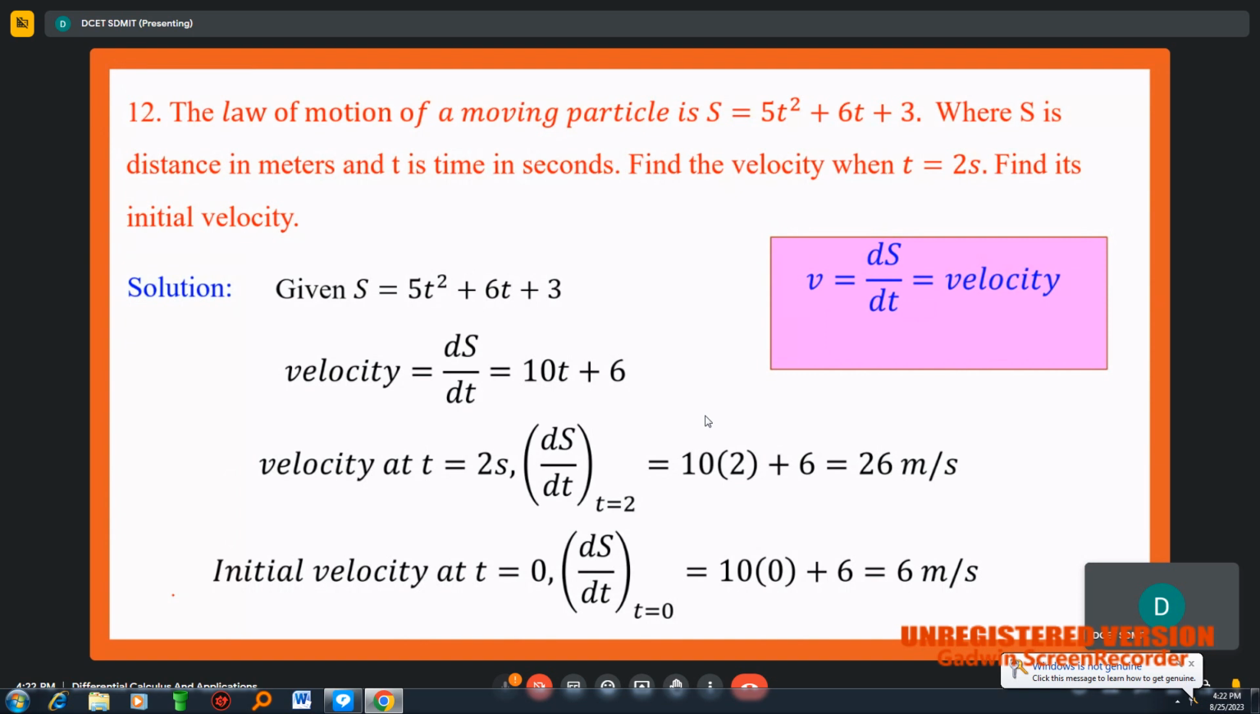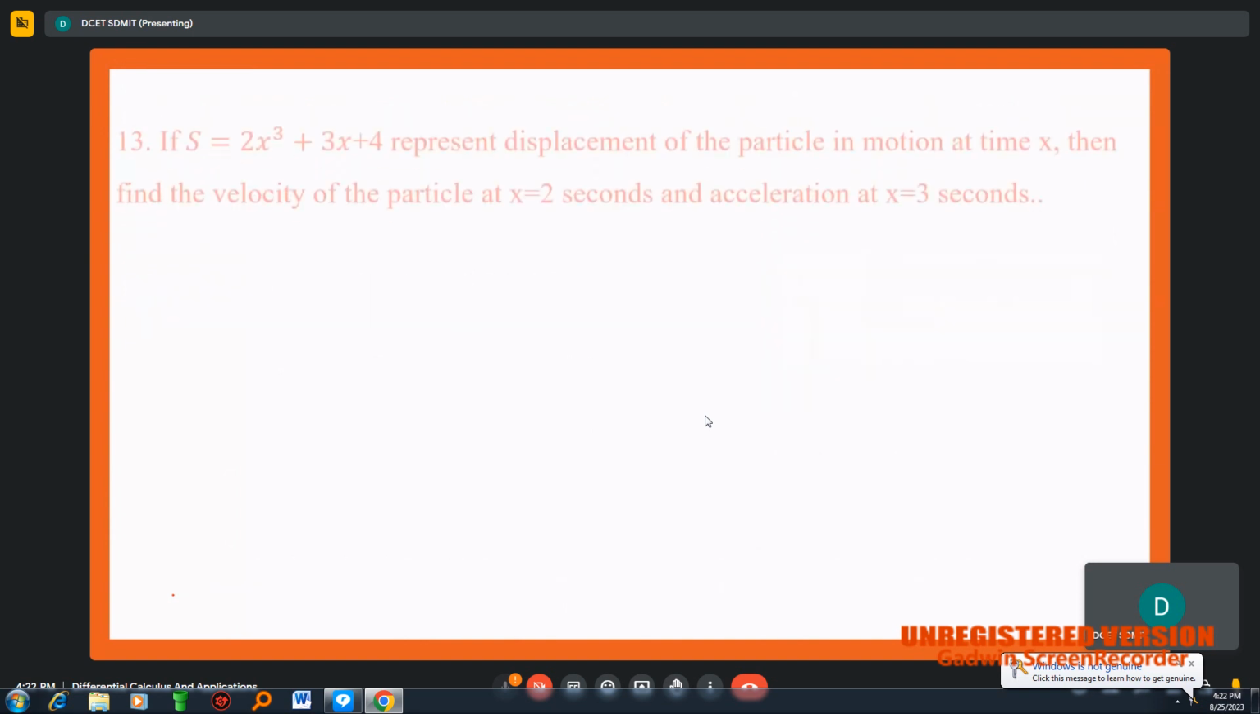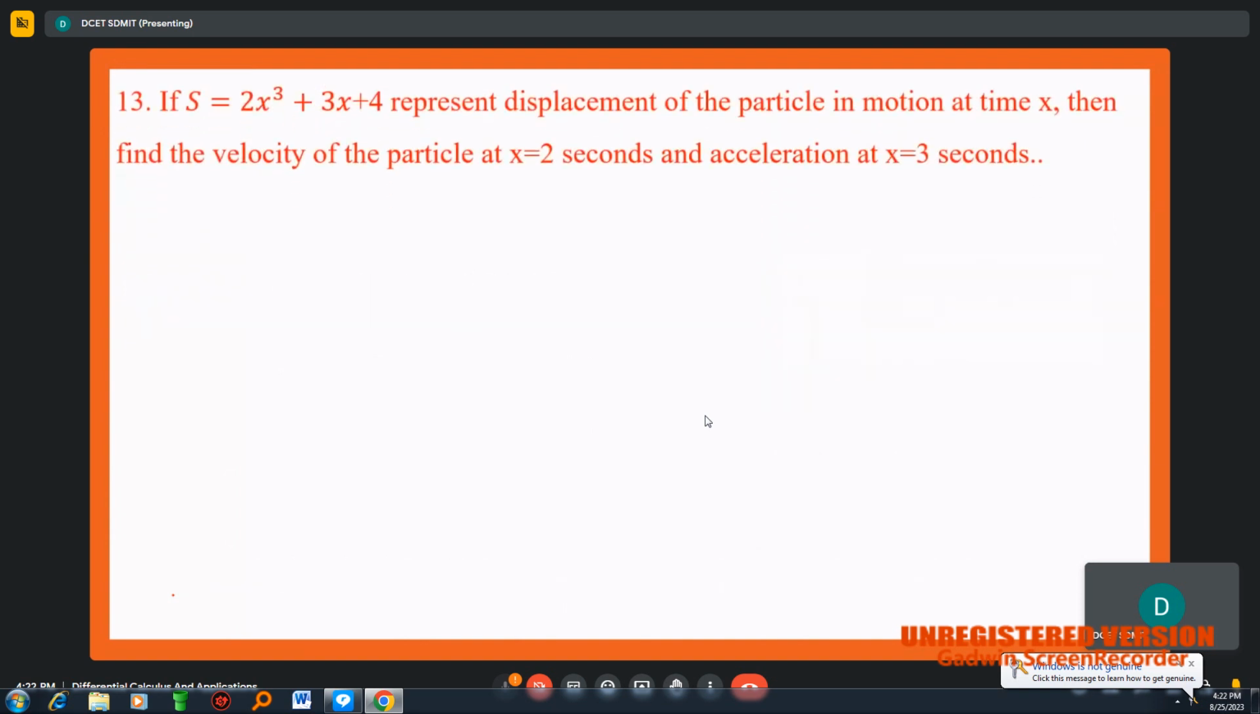Followed, right? Next. Here, if s = 2x^3 + 3x + 4 represents the displacement of the particle in motion at time x, then find the velocity of the particle at x = 2 seconds and the acceleration at x = 3 seconds.